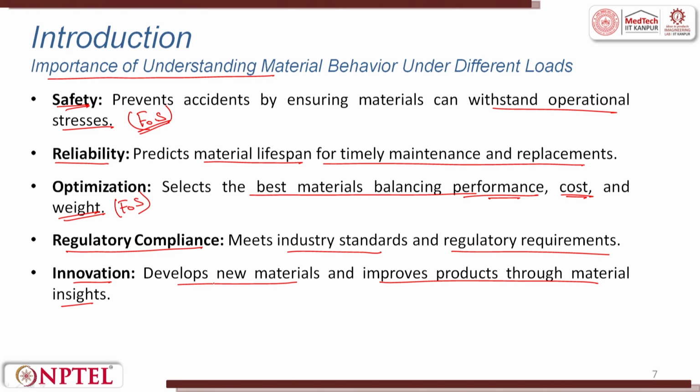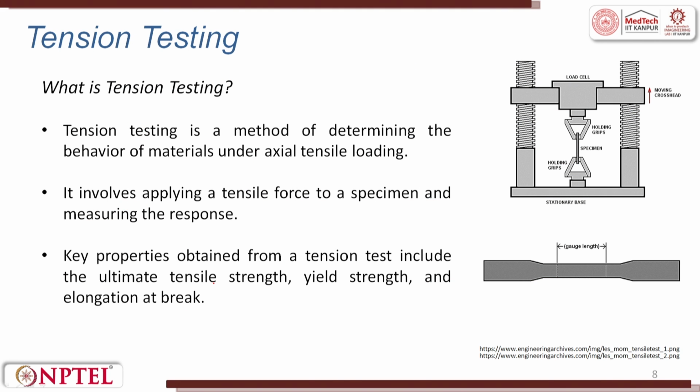For brittle material, different tests are conducted and different parameters are to be calculated, maybe tensile strength, compressive strength, hardness, impact strength. All those are taken based upon the actual application. So what is a tension testing or tensile testing? Tension testing is a method of determining the behavior of material under axial tensile loading.